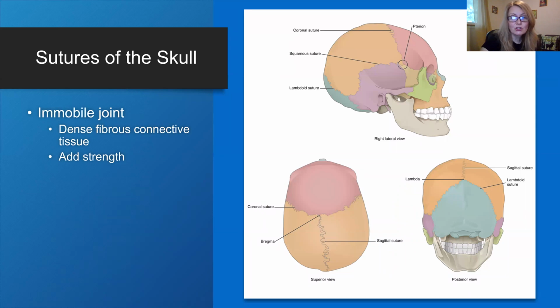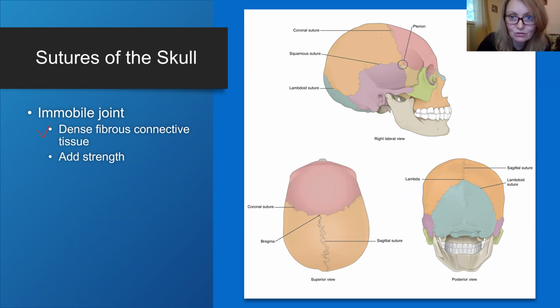Okay, sutures. What are sutures? Sutures are immobile, that means immovable, joints that keep together the bones of the skull. Remember, we have 22 bones, and 21 of them are connected by sutures, and one is movable, that is your mandible. Sutures are made up of dense fibrous connective tissue. So it's right here, dense fibrous connective tissue.